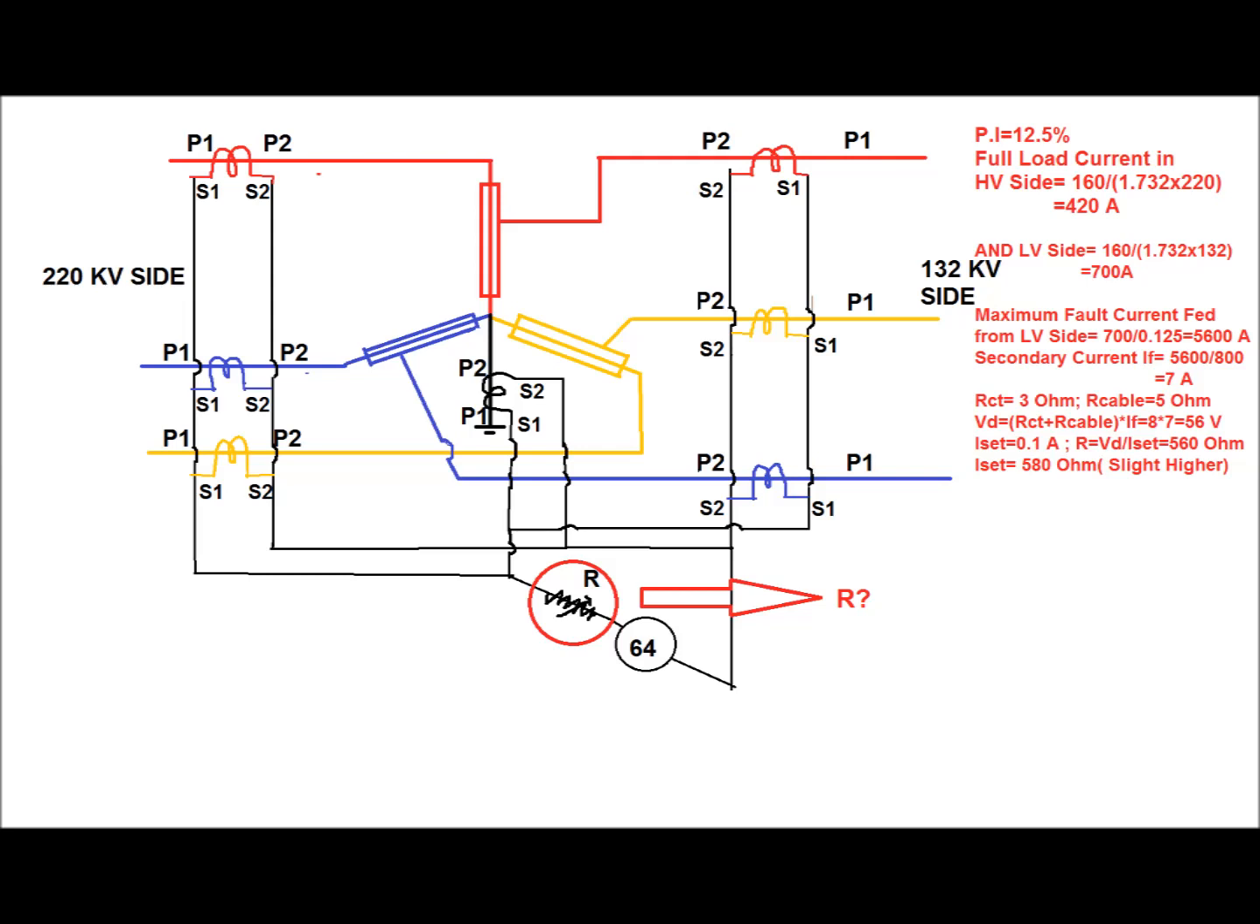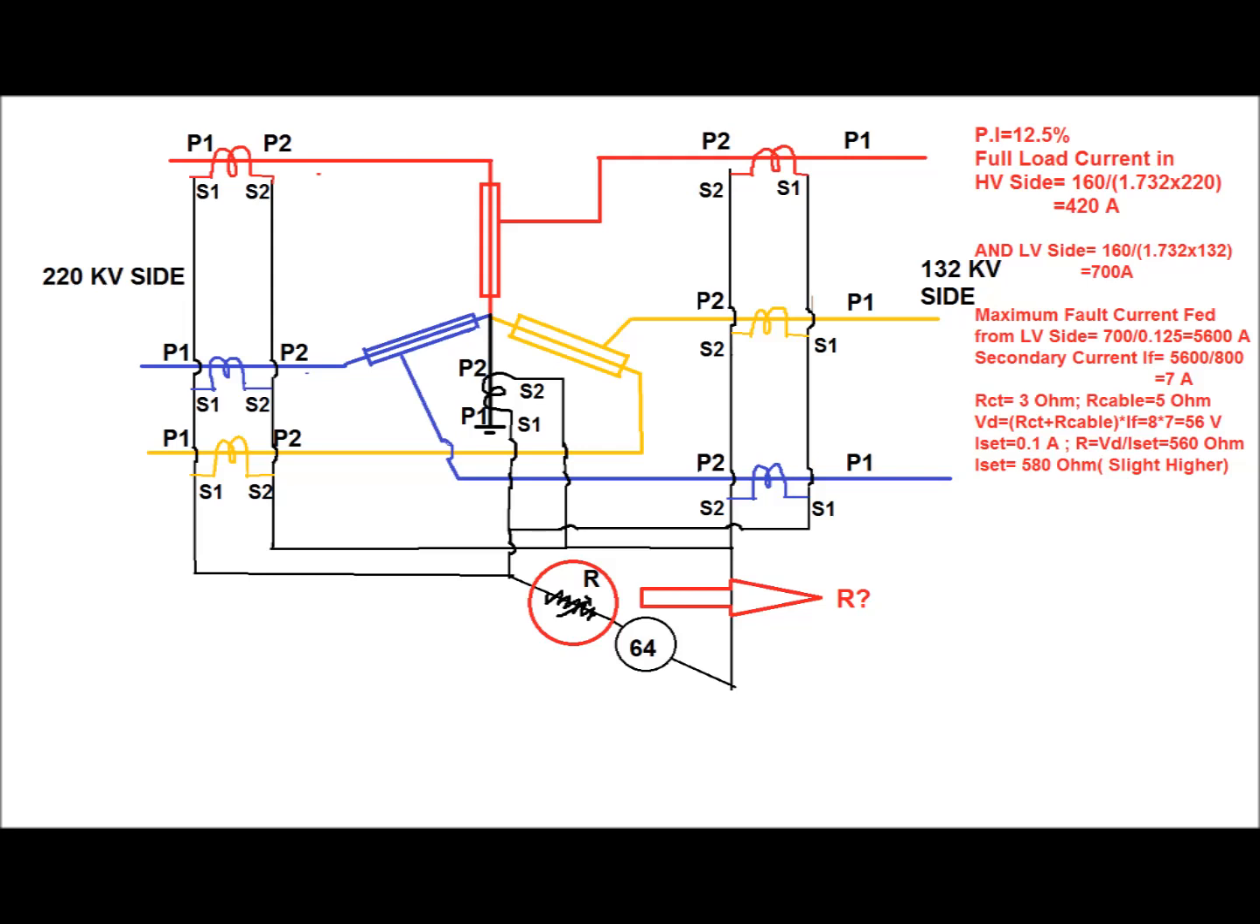Now, how to calculate the resistance value? To calculate the value of the resistance, we have to know the capacity of the transformer and also the percentage impedance. Here the capacity is 160 MVA, the HV side is 220 kV and the LV side is 132 kV, and the percentage impedance is 12.5%. Therefore, the full load current on the HV side will be equal to 420 ampere, and on the LV side it will be 700 ampere.